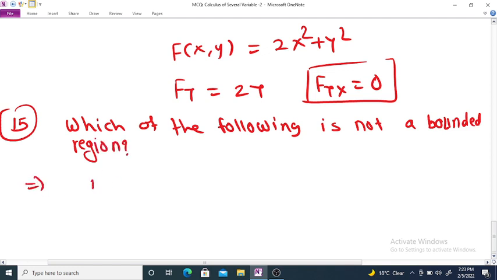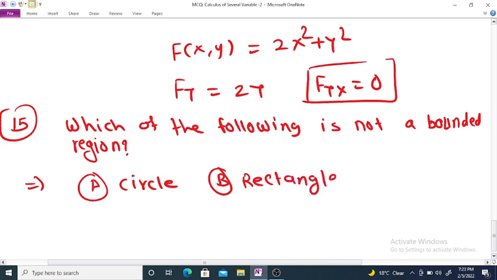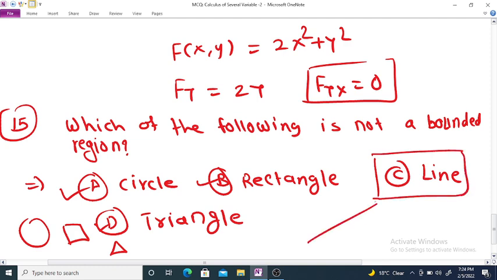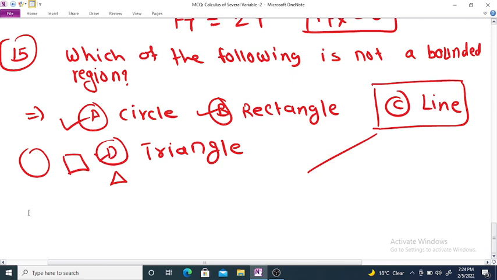So the options are given: A circle, B a rectangle, then C line, and option number D triangle. You can observe here the circle, rectangle and triangle are bounded regions, but this line is not a bounded region. We can draw a line that is not a bounded region, and therefore the correct option is C.